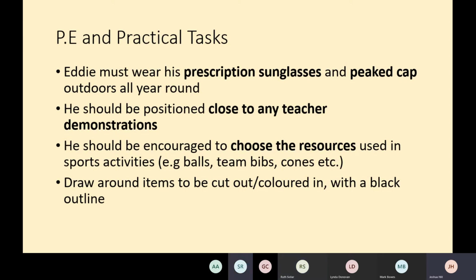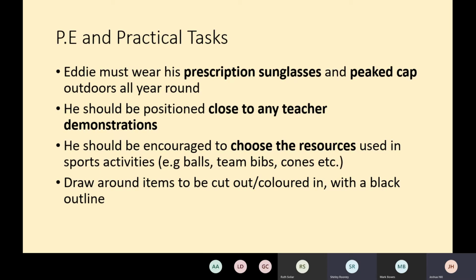Okay, it's Shirley speaking again. With PE and practical tasks, Eddie must still wear his glasses at all times. So if it's outdoor PE, he will need his prescription sunglasses and peaked cap. Ideally, he needs to be close to the teacher, within a metre or two, to see the demonstrations.